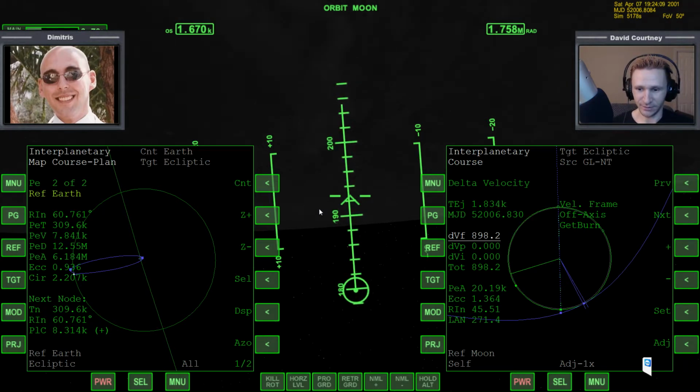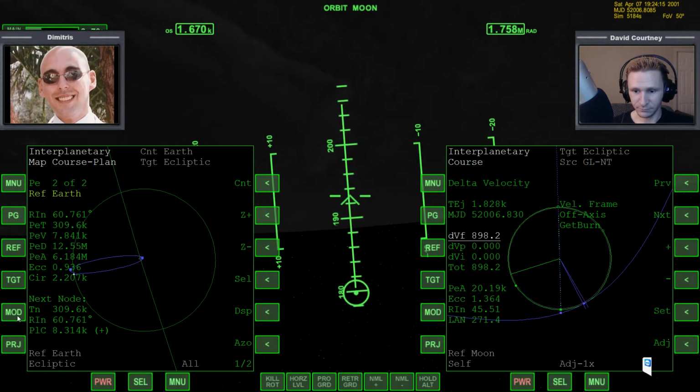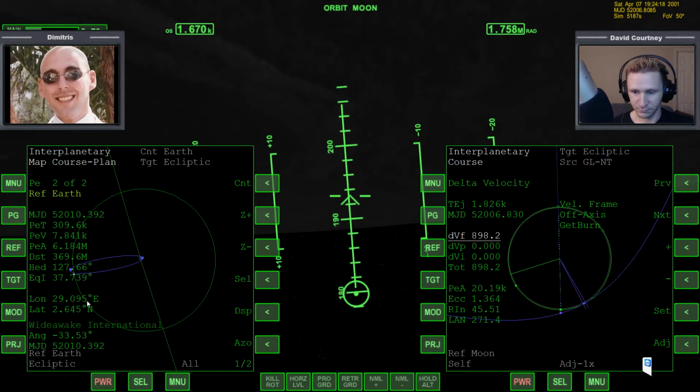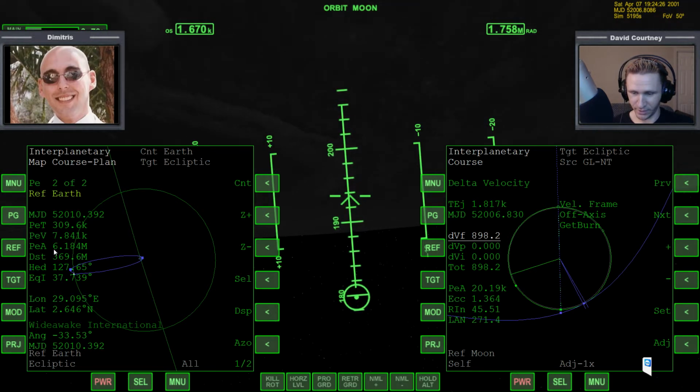Okay, so now we've got the landing target set. And we can press the mod button to also see the coordinates of our periapsis. So we press mod and we have, let's see, the PEA here, which is quite high. The latitude and longitude, is that the coordinate that we're looking at?